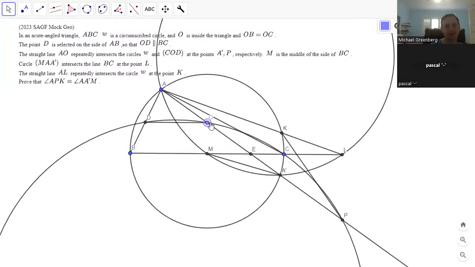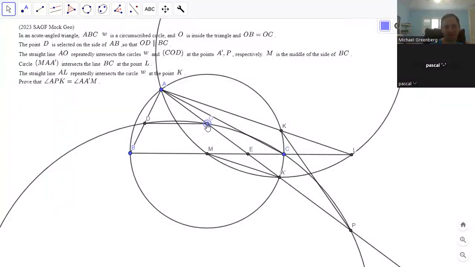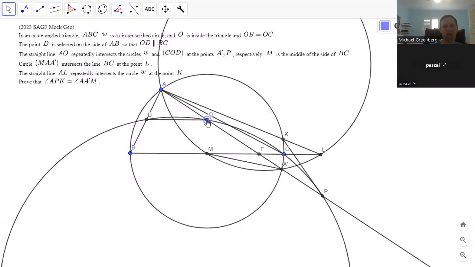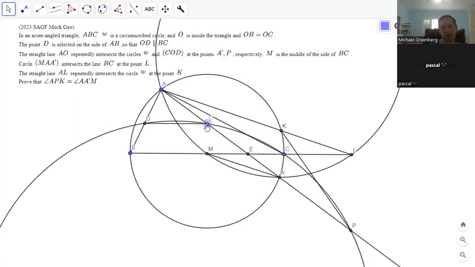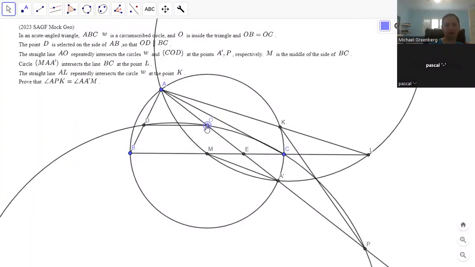Let's see if we can solve this one. This looks like it should be doable. So we can move O around. There's a good amount of flexibility in this problem. Can we prove it for a certain special case? Like if O is a circumcenter?